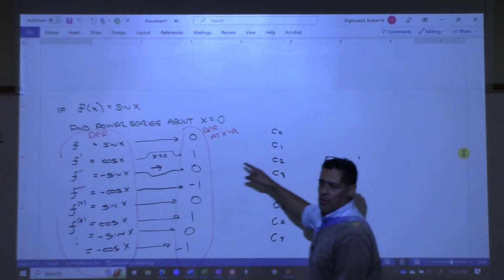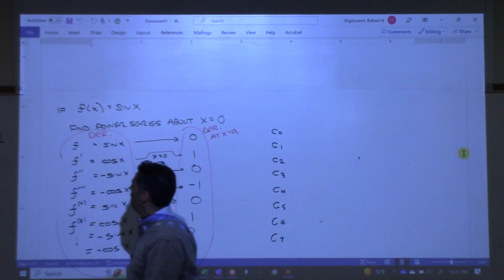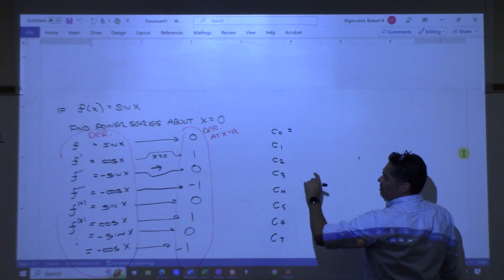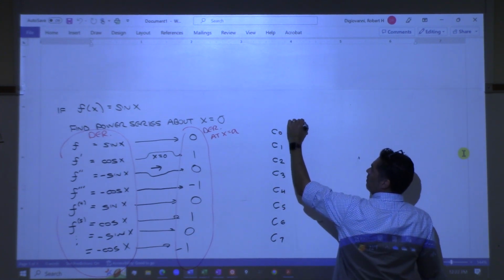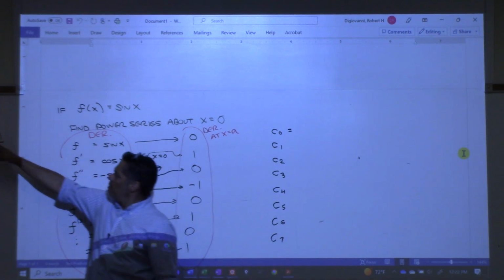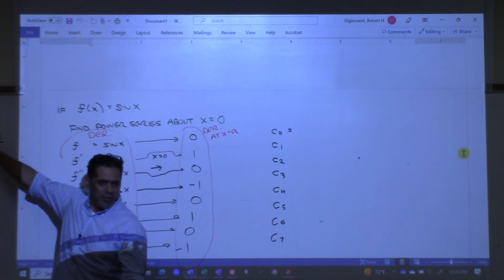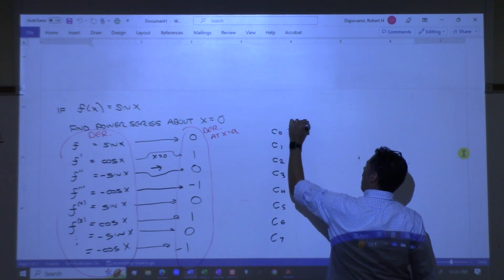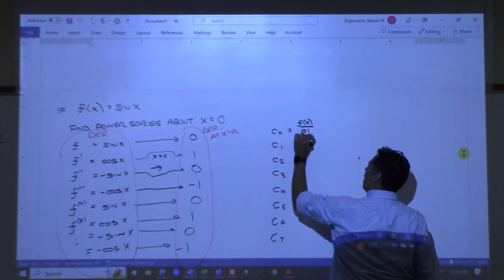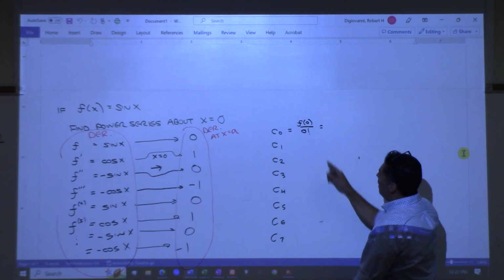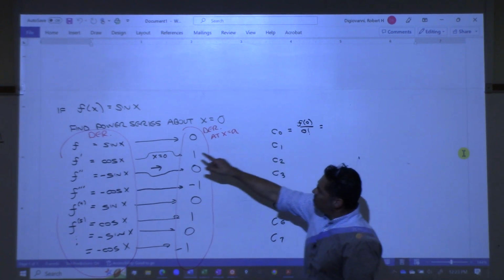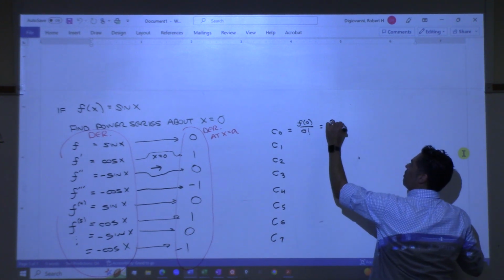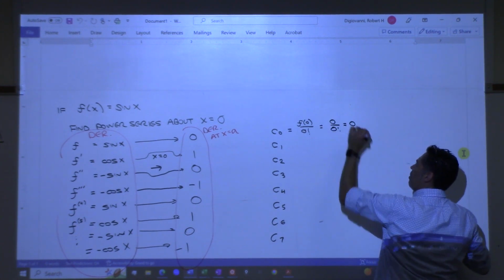What is C sub 0 using this formula? The top is the 0th derivative, which is the original function at a. So this is the original function at 0 divided by 0 factorial. What's the original function? Sine at 0? 0. So it's 0 over 0 factorial, which is 0.